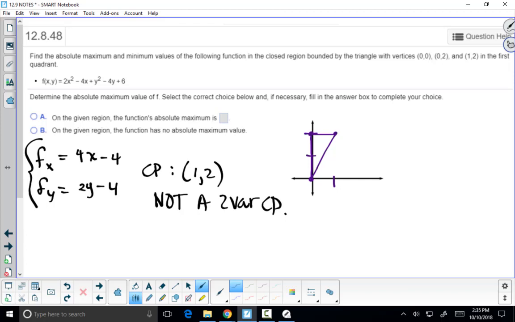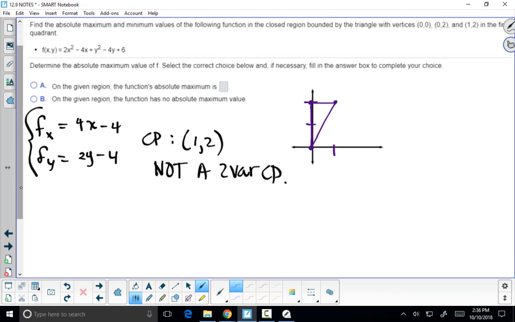We have to test (1, 2) anyway because it's on the boundary. So we have this boundary curve, that boundary curve, and that boundary curve. These 3 points are endpoints of the boundary curves, so they have to be tested because they're boundary points of the boundaries. Boundary points of the boundaries have to be tested separately. A two-variable critical point has to be an interior point. So if this triangle was bigger, then we would test that as a two-variable critical point, but we're only testing it as a boundary point for the edge.